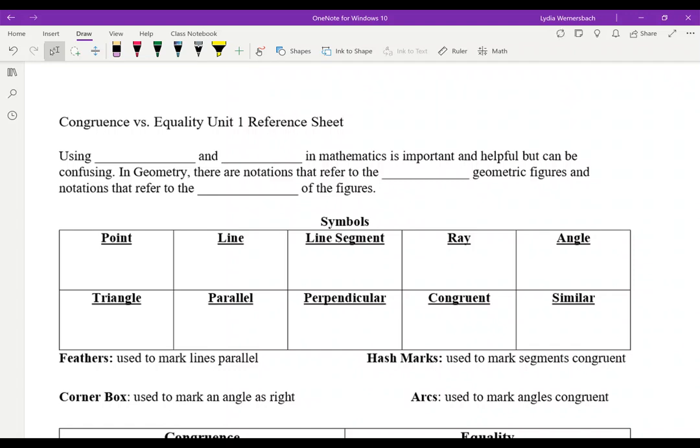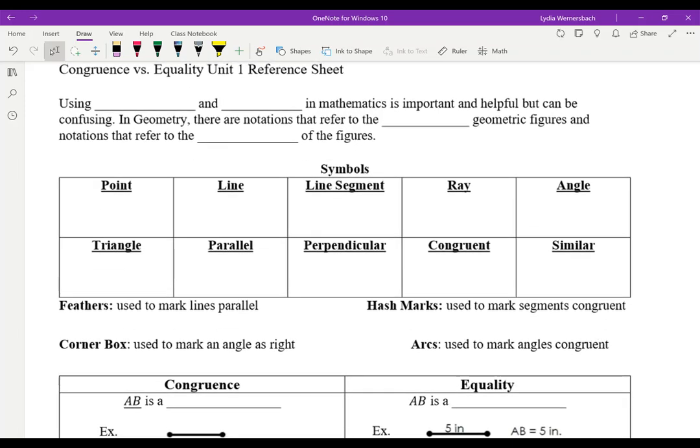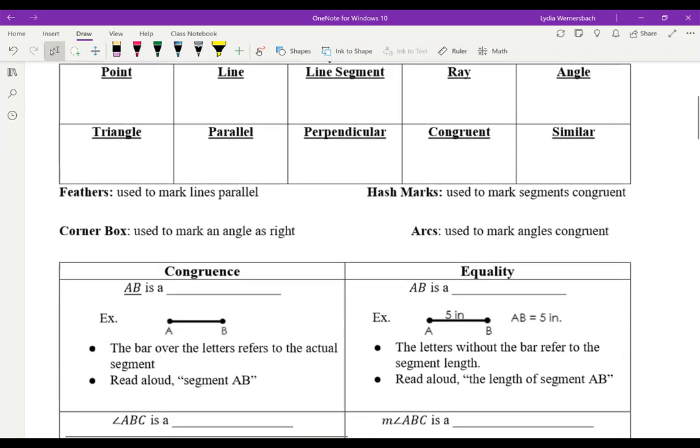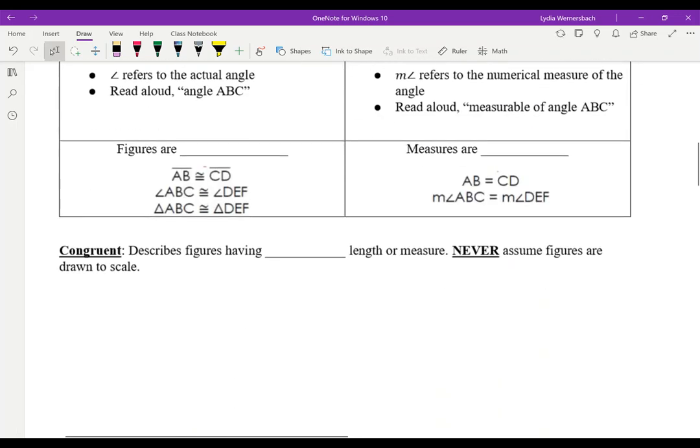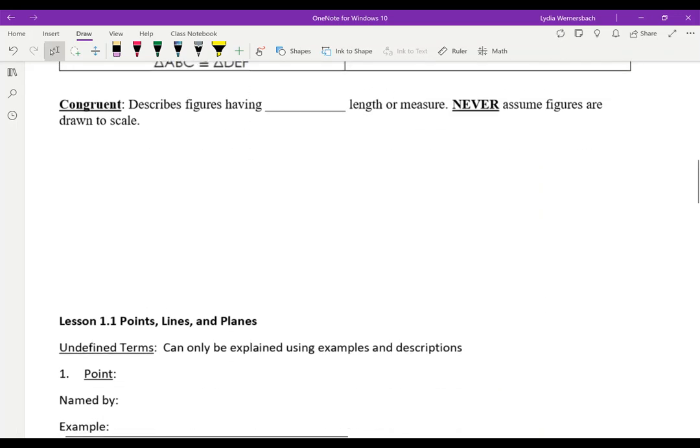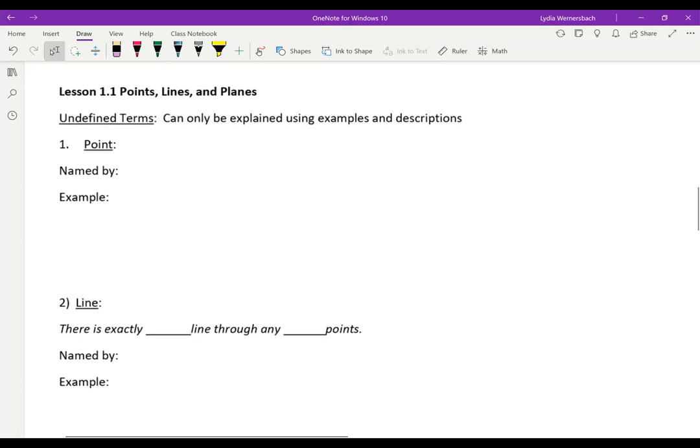So, you should have received a packet. This should be what the front page looks like. It should say Congruence versus Equality, Unit 1 reference sheet. We are going to get to that a little bit more when we actually get into congruence, but it will be what we reference back to. For today, we are just going to skip past that page and jump down to lesson 1.1, points, lines, and planes. And that is where we're going to start.